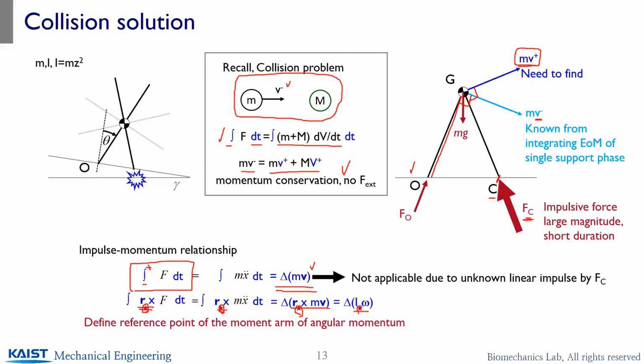And note that this V is usually defined in an absolute coordinate frame. But anyway, instead of applying the linear impulse momentum relationship, let's apply the angular momentum relationship. Which point should we set as a reference point to define the angular momentum? There could be three options for this case: O, one contact point with the ground, and the other contact point with the ground, and the center of mass.